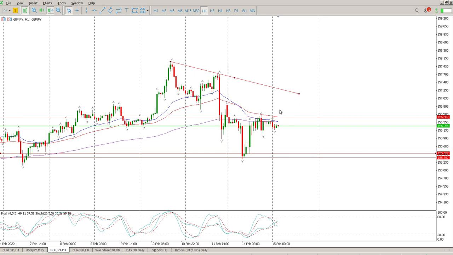So break, retest, that would be the first place to take profit. It'll come back, form a base, another opportunity to get in, anticipating a break of the trend line, which will be a little bit more violent.